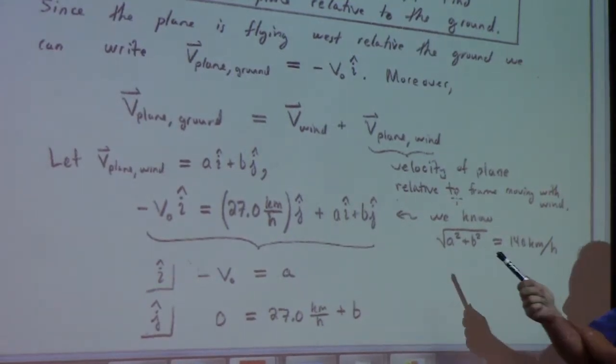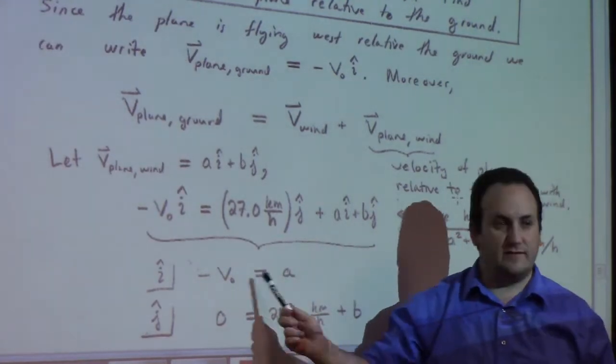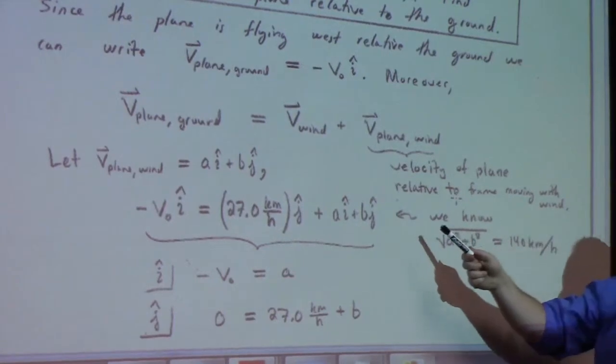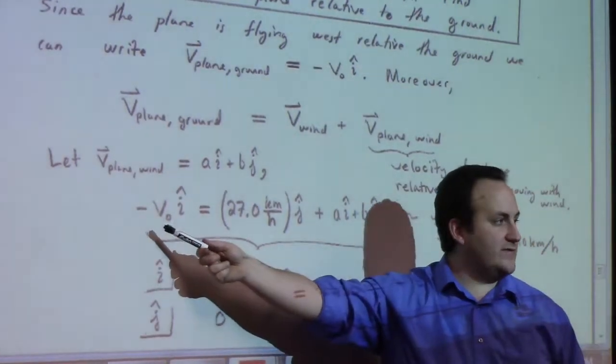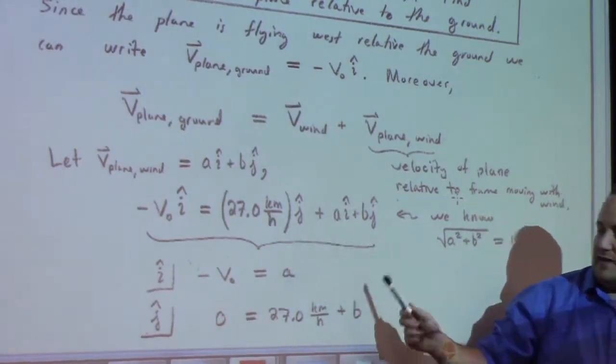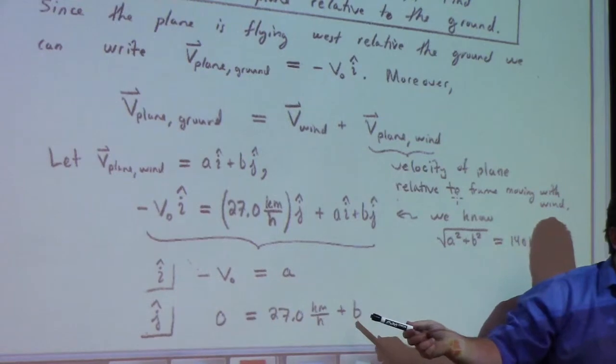So apparently, minus v naught is A, comparing i hats. And, well, there's no j hat over here, right? So the sum of the y components over here must be 0, which gives me what? B is minus 27.0 kilometers per hour.